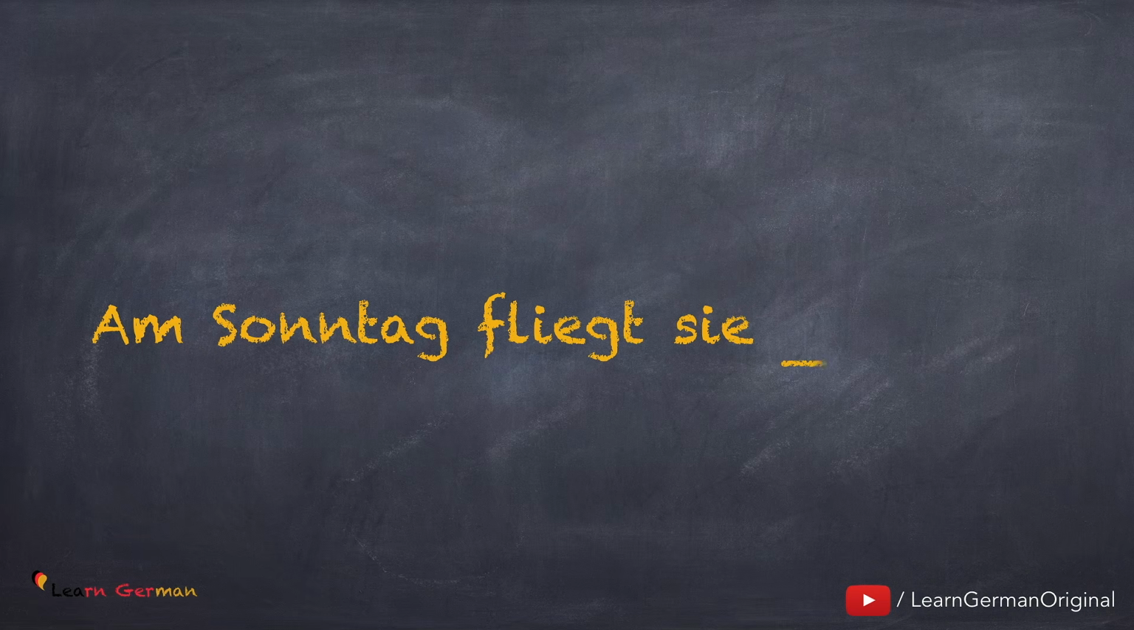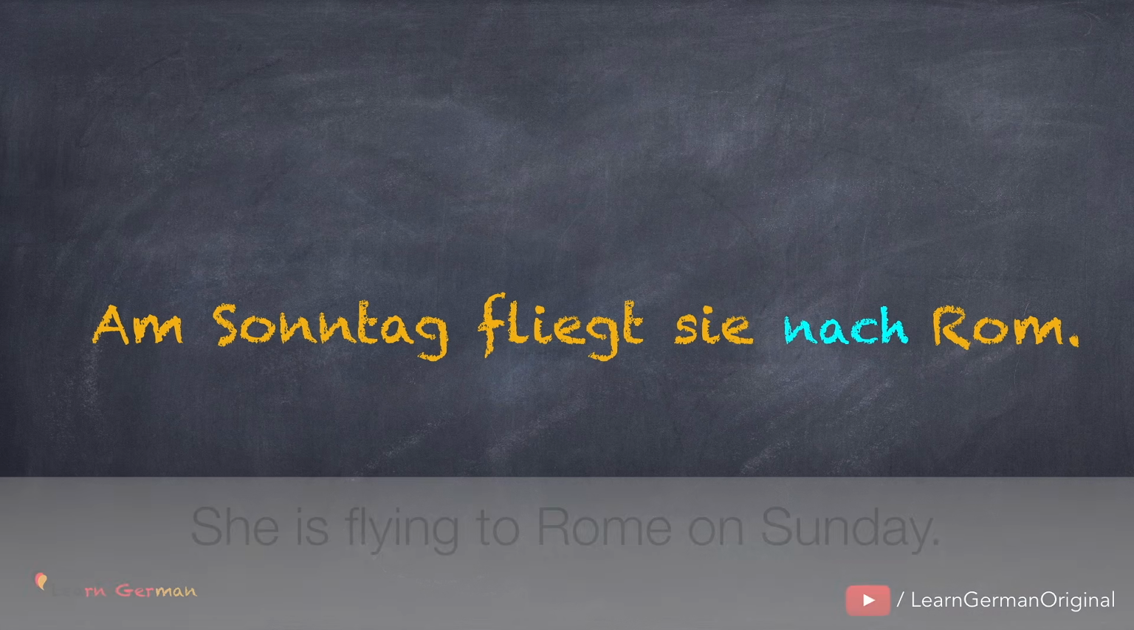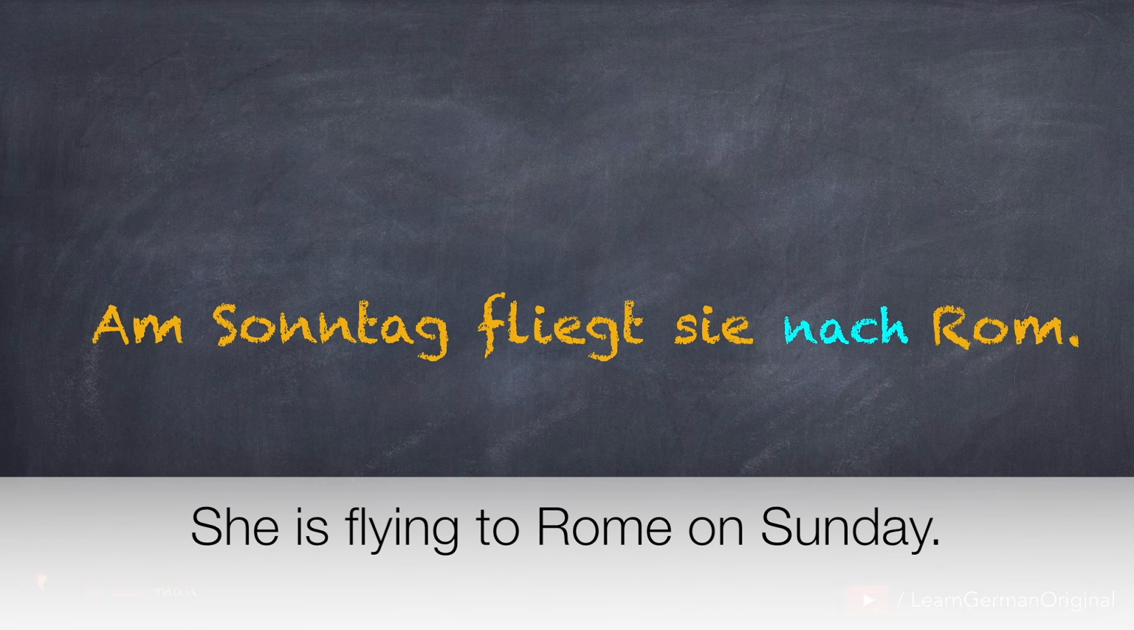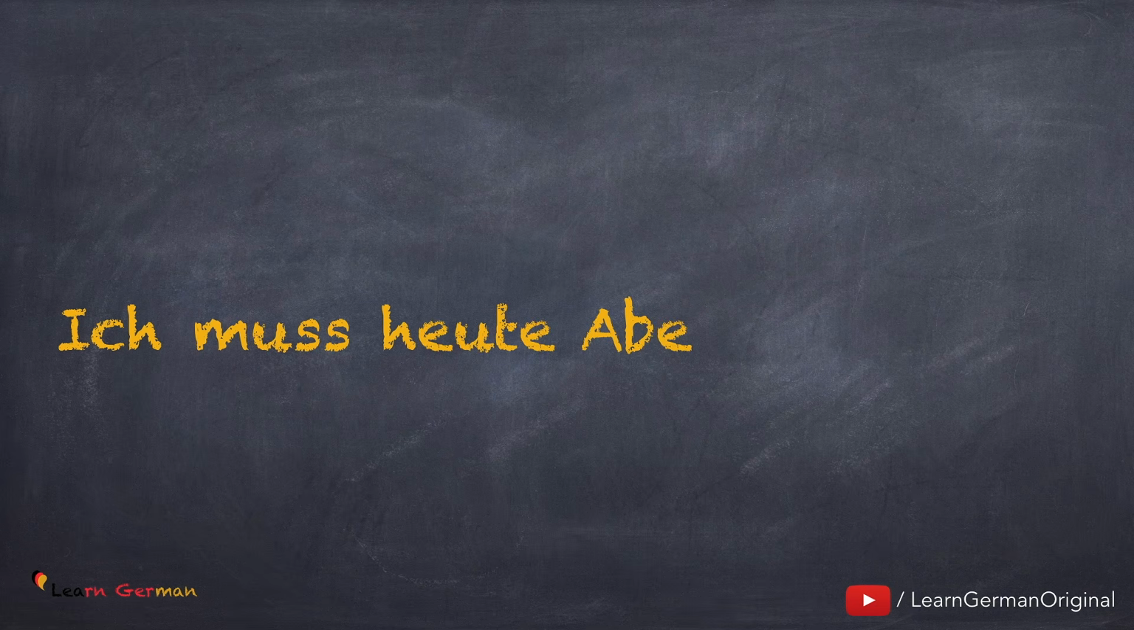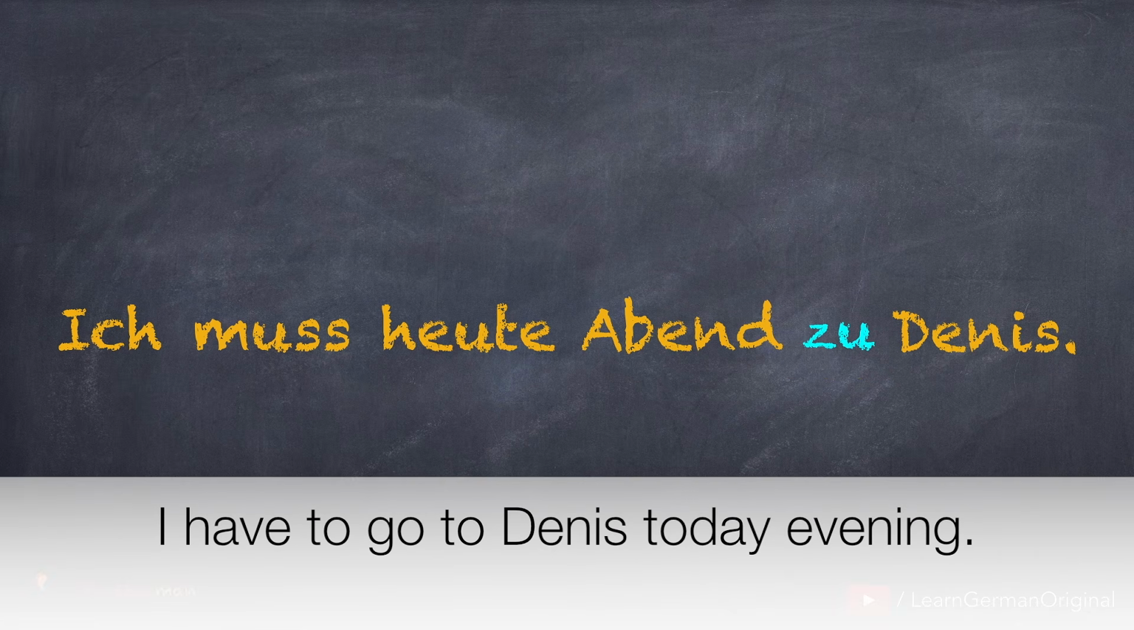Now try to do the next one. Since Rome is a city, your answer should be: Am Sonntag fliegt sie nach Rom. Here's another one. Since Dennis is a person, your answer should be: Ich muss heute Abend zu Dennis.